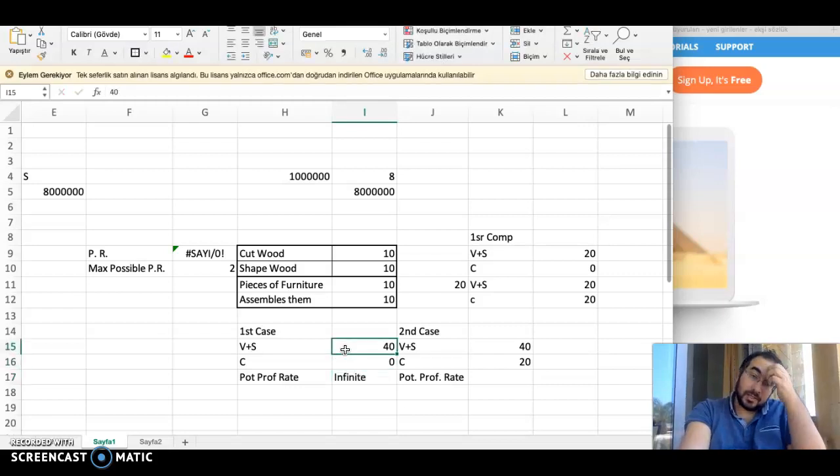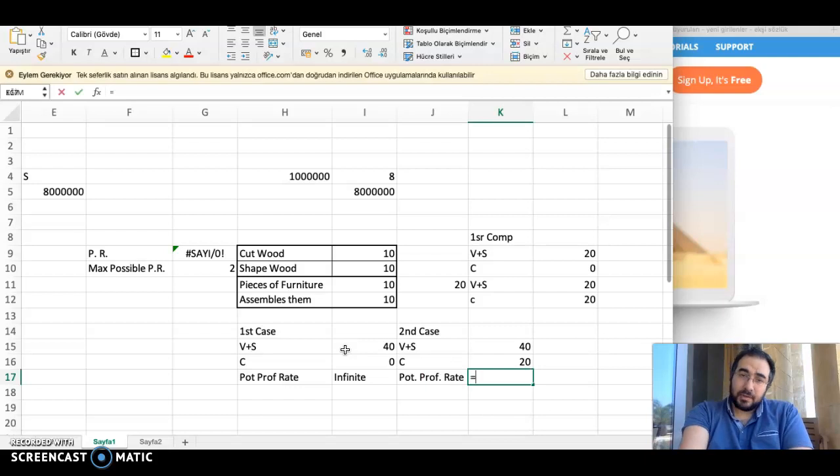Of course, the actual rate will be determined by how we divide V and S, which will give us S over V. In this case, S over V, or the exploitation rate, will be equal to the profit rate. But in this case, however, 40 divided by 20 is the potential profit rate. So if all value created is given to the capitalist, then the profit rate will be 200%, and that's the highest possible profit rate.